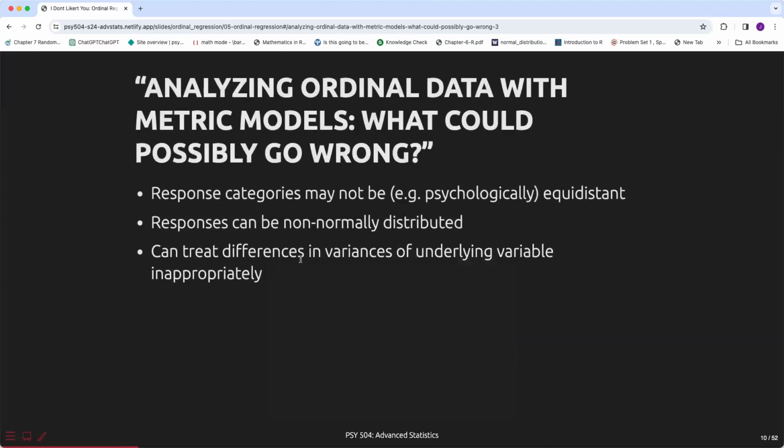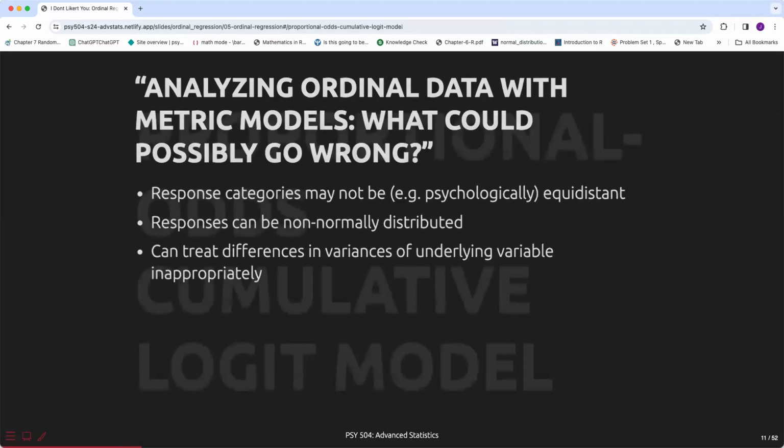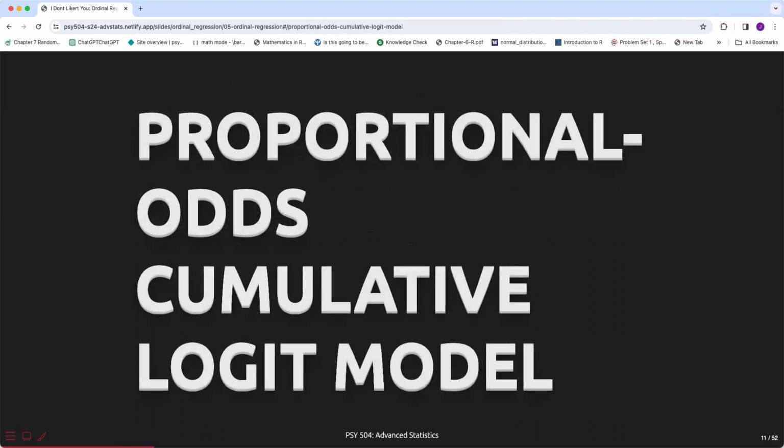And then lastly, metric models treat variance almost as homogeneous, right? So it doesn't take into account the variance between those category cut points or those intervals. And that's problematic too, because it's treating them inappropriately, but ordinal models can. So we're going to abandon metric models when we're talking about ordinal variables. What I want to introduce is an alternative model called the proportional odds or the cumulative logit model as a better option to analyze this type of ordered data.